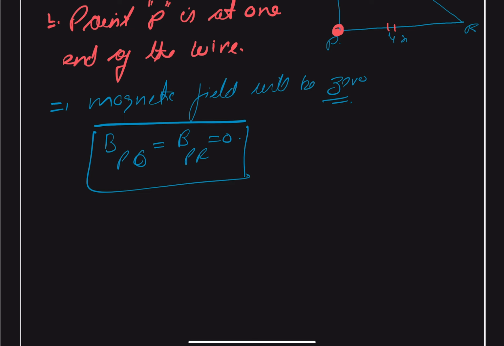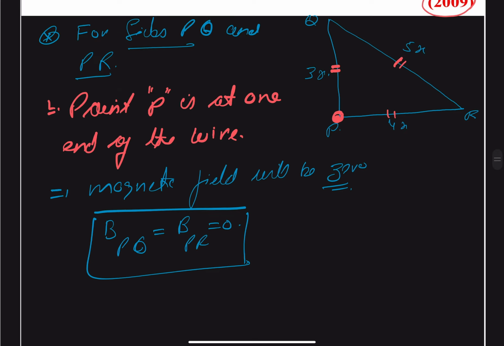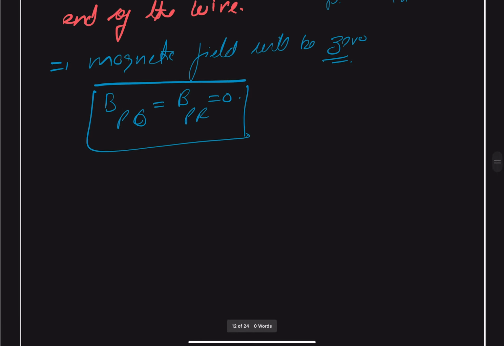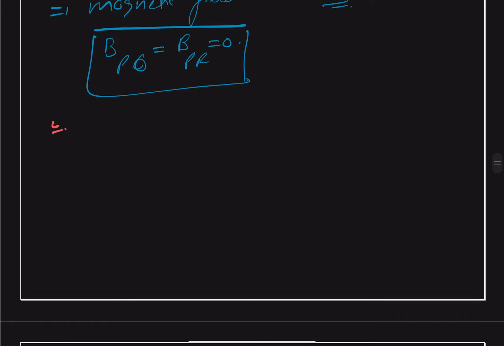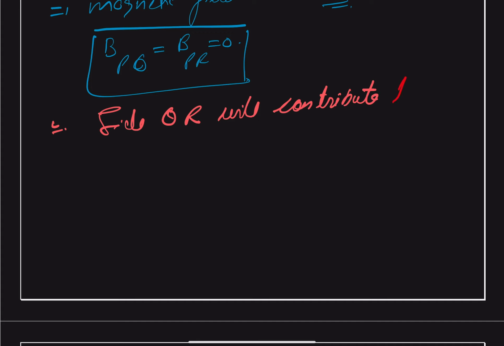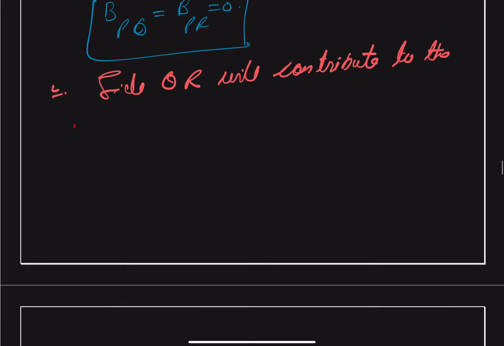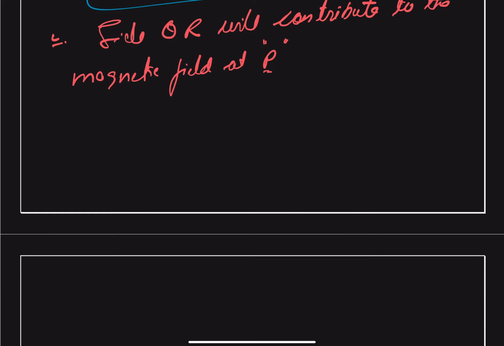And the third wire, that is QR, will be the only one contributing towards the magnetic field at point P. So we can say that side QR will contribute to the magnetic field at P. Therefore, we can just draw an approximate diagram for that.